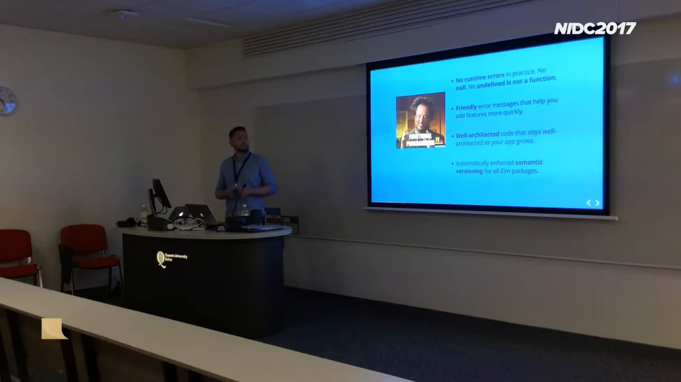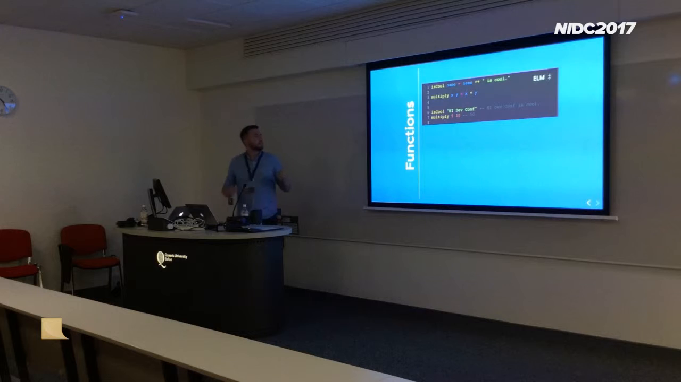Well-architected code that stays well-architected as the app grows. Elm apps have a very clean divide between the view, the update, the model, all that kind of stuff, and as your app grows it's very easy to see where you need to split it and how you need to organize your app. And automatically enforced semantic versioning for all Elm packages. Elm's actually able to tell, using its powerful type system, when a release is going to be a breaking change, and it's able to say, oh, this needs to be a minor version, this needs to be a major version. And whenever you go to update one of the dependencies of an Elm package, it'll be able to tell you whether updating to that version will break your code before you've even pulled it in.